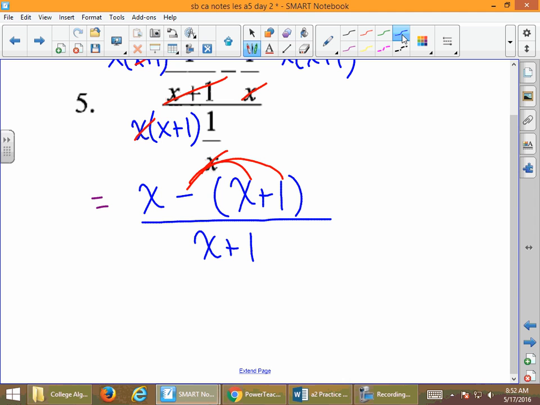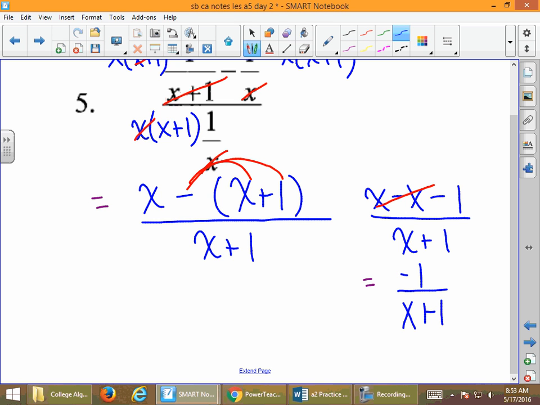And when we distribute it, we get x minus x minus 1 over x plus 1. Well, I see that we have like terms, x minus x, which is another part that happens to cancel. So we end up with negative 1 over x plus 1.